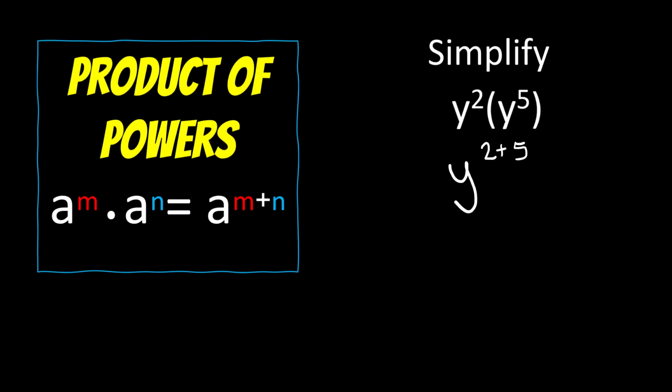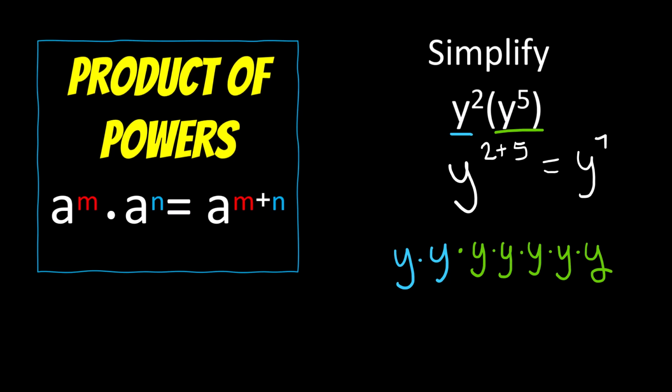We have y squared times y to the fifth, and you will add those exponents. So the answer is y to the seventh. Now, that's the shortcut. Here's the reason why that works. You have y squared, which is 2 y's multiplied together, being multiplied times y to the fifth, which is 5 more y's. Count those all up. That would be y to the seventh.